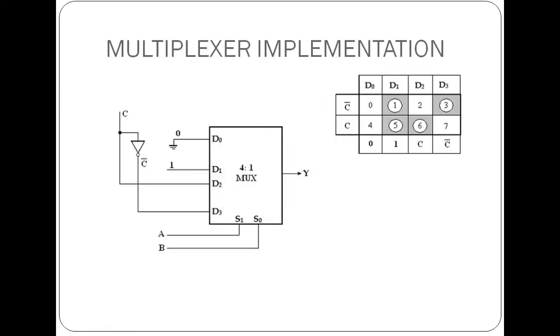This is the implementation using a multiplexer. We can see D0 is 0 here, so we can ground D0. D1 is 1, so we can give a high signal or 1 signal. Then D2 is C and D3 is C complement. So to D2 we can apply C, and to D3 we can apply C complement.